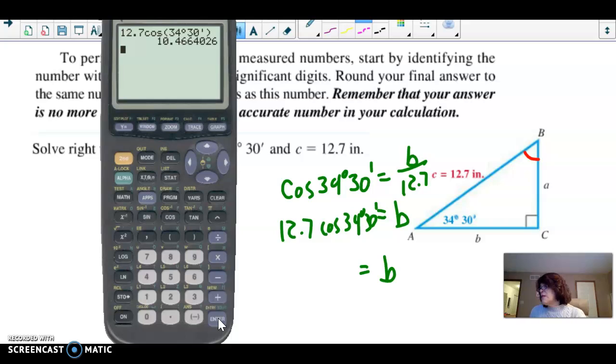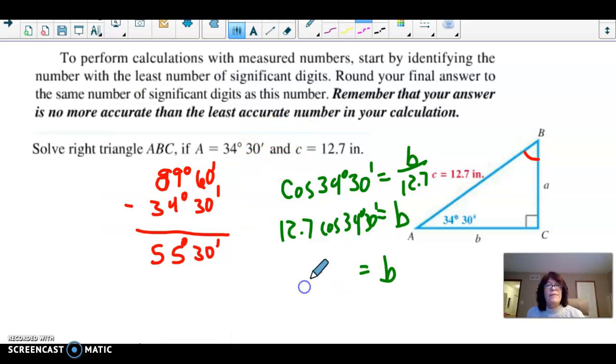Okay, so it looks like side B, I get this big long answer, right? It didn't tell me what to round to. However, since I can only use 3 significant digits, I'm going to round this to 10.5. Does that make sense? 3 significant digits. 10.5 inches, I guess this is. Okay, so now I have B.